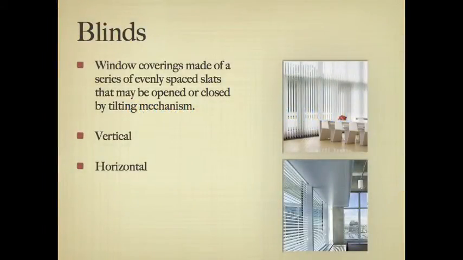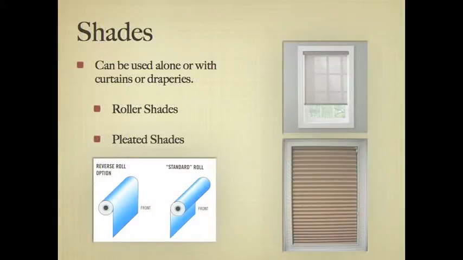Blinds are window coverings made of a series of evenly spaced slats that may be opened or closed by a tilting mechanism. They can either be vertical or horizontal. Shades can be used alone or with curtains or draperies. Shades can either be roller shades or pleated shades. Shades are the most effective type of interior protection against heat gain, specifically a light-colored window with an opaque roller shade.